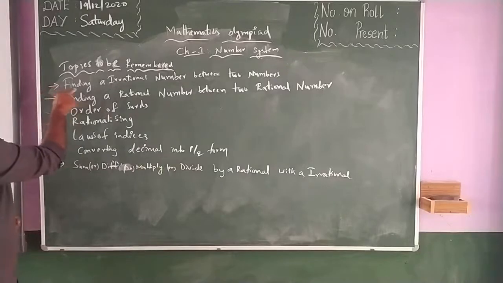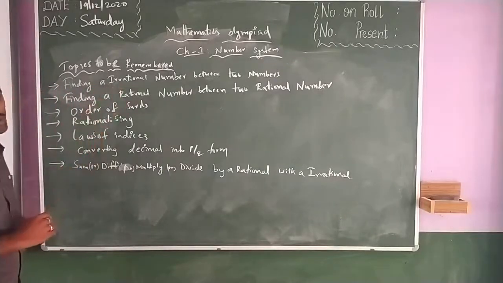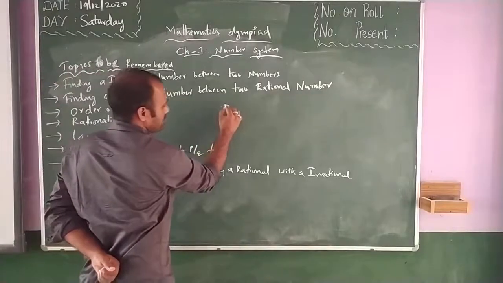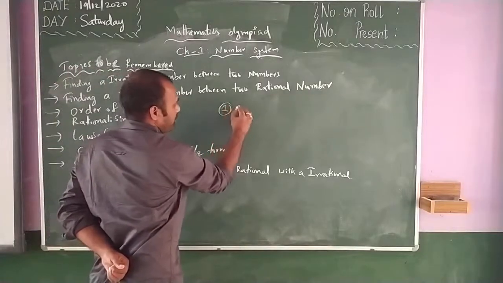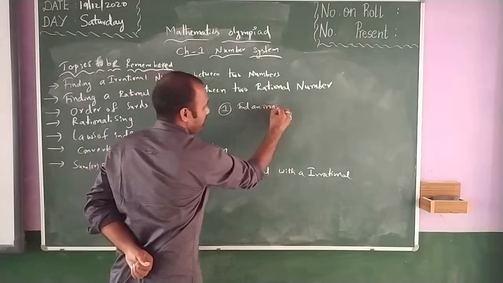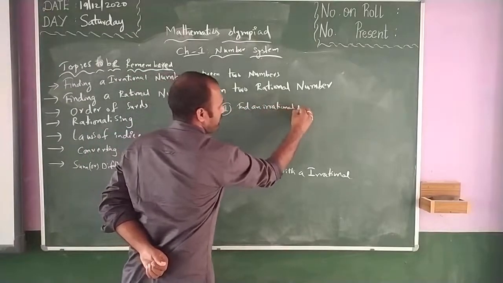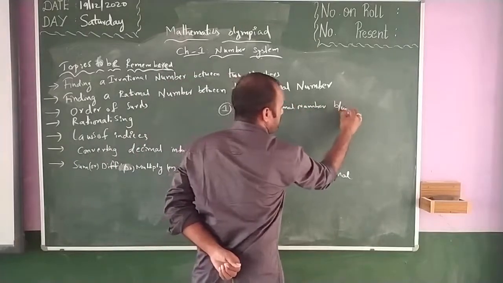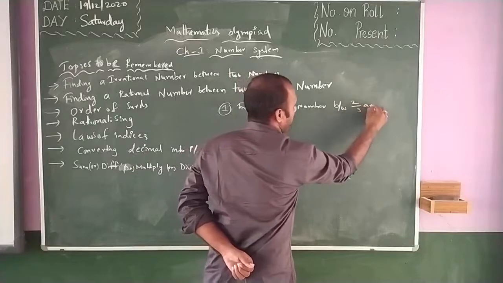Okay, first let us discuss finding an irrational number between two numbers. If you want to find an irrational number between two numbers, I am going to take one example. Find an irrational number between 2 by 3 and 4 by 5.